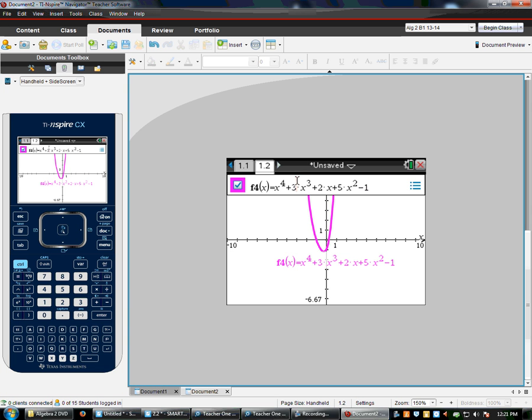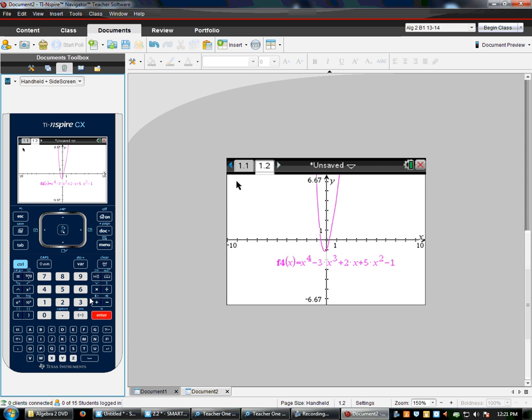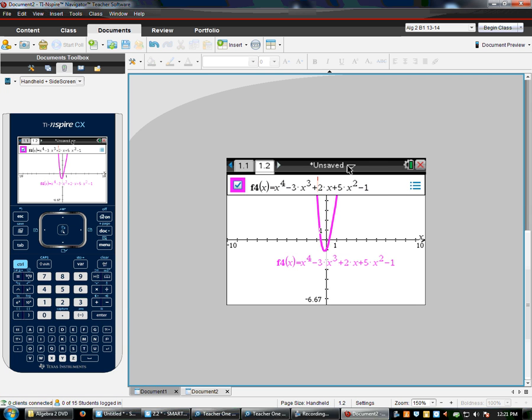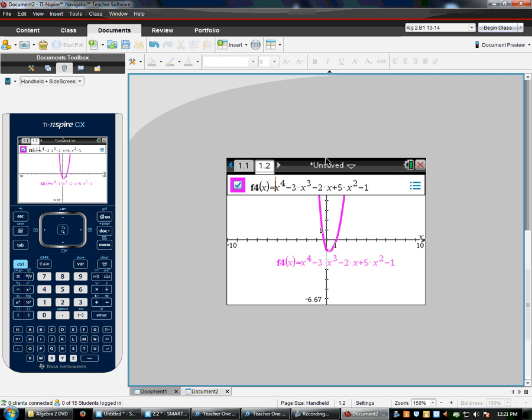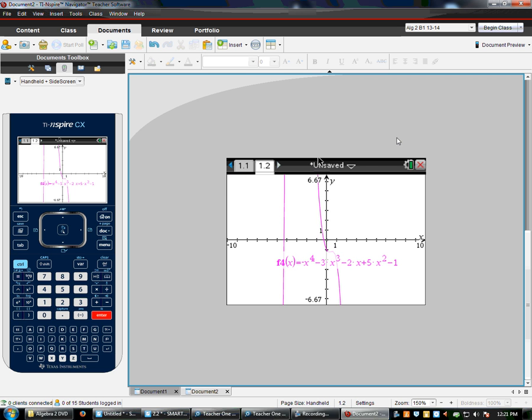Let's make this like a -3x to the 3rd. Still not what I'm looking for. Let's see, what if I make this a minus here? Not exactly what I was looking for. How about if I make the x to the 4th negative? I was telling it, actually it does work.